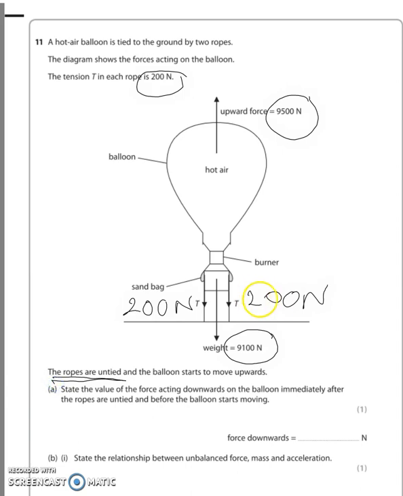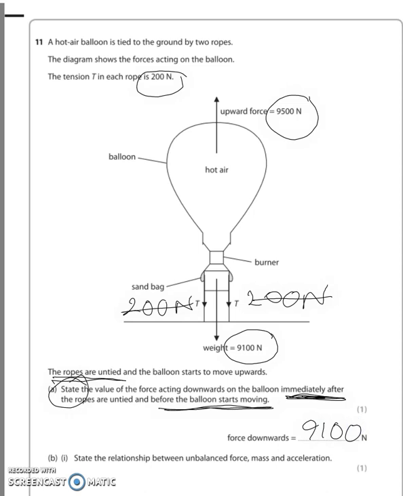So as soon as the ropes are untied, these 2 forces of tension disappear, and it wants you to state the value of the force acting downwards on the balloon immediately after the ropes are untied. Immediately after and before it starts moving means that you're going to ignore any forces like air resistance. So it's just the second that the tensions disappear. That means the only force you've got acting downwards is 9,100 weight.